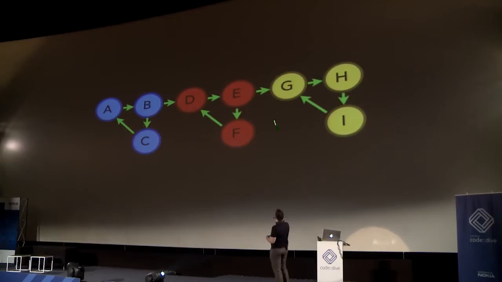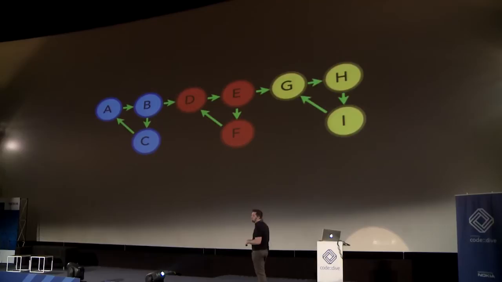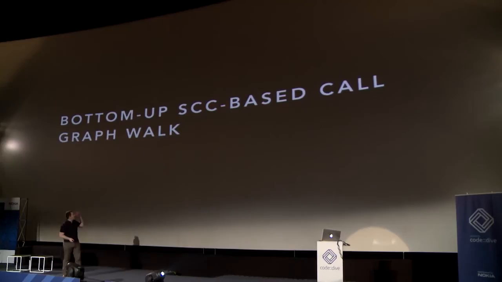Notably, we can traverse it in topological order. So we can start down at this leaf, which is easy to reason about, because if we're trying to remove function call abstractions, this leaf doesn't call anything else. There's nothing to do. It's very straightforward. So we start with a bottom-up walk in order to break apart these abstractions in a reasonable way. This is called a bottom-up, SCC-based call graph walk, which is a bit of a mouthful.